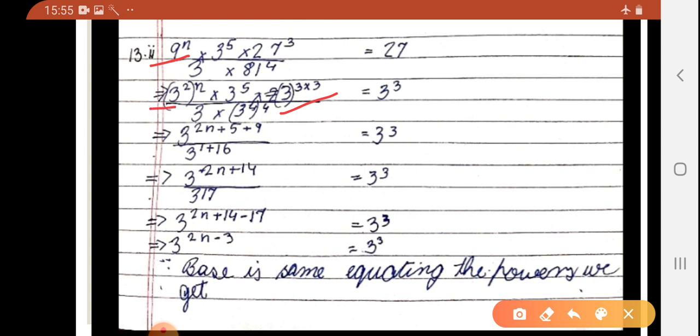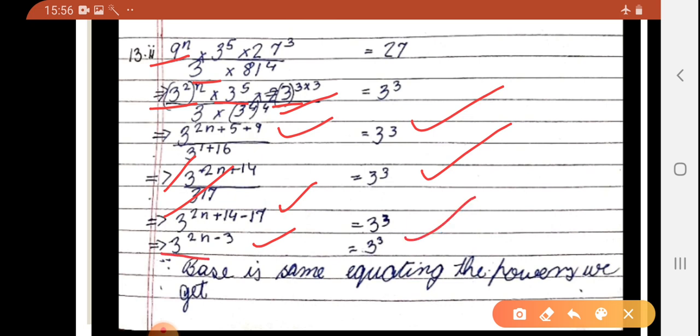And here all the bases are same, so we can add all the powers upon 3 to the power, here nothing is there, so 3 to the power 1 plus 16, equals 3 cube. Now when we add the numerator, it will come 3 to the power 2n plus 14 upon 3 to the power 17 equals 3 to the power 3. Here 2n plus 14, again the base is same and divide sign is there, so the powers will be subtracted and it will come 2n minus 3. So 3 to the power 2n minus 3 equals 3 to the power 3.